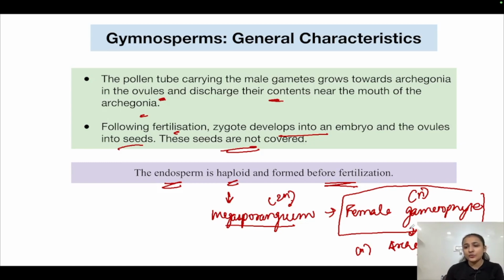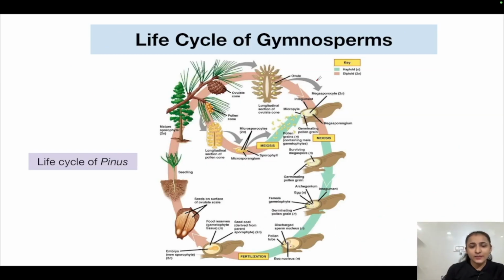Before fertilization, the rest of the female gametophytic tissue apart from the egg started to act as the endosperm tissue, which is responsible for the development and nourishment of the growing embryo. So as you can see, this is the complete life cycle of gymnosperms.